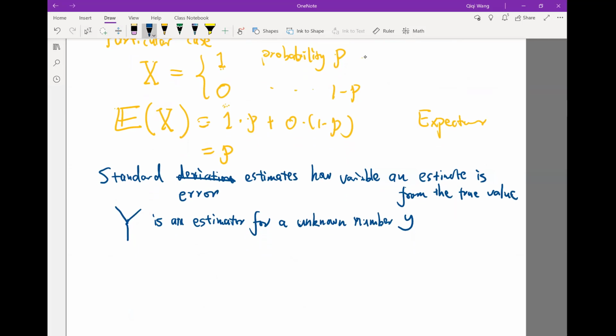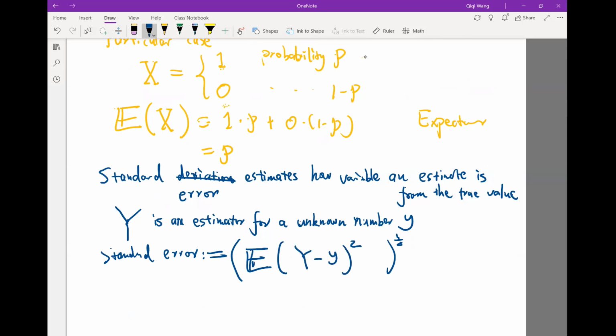So the standard error is defined as the square root, so let me write down the square root, something to the half power, of the expectation of big Y minus small y, squared.